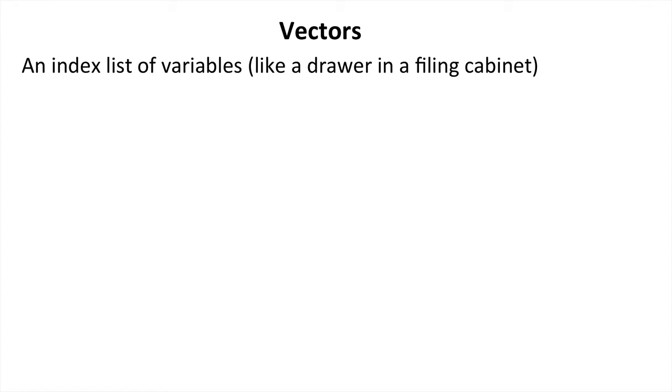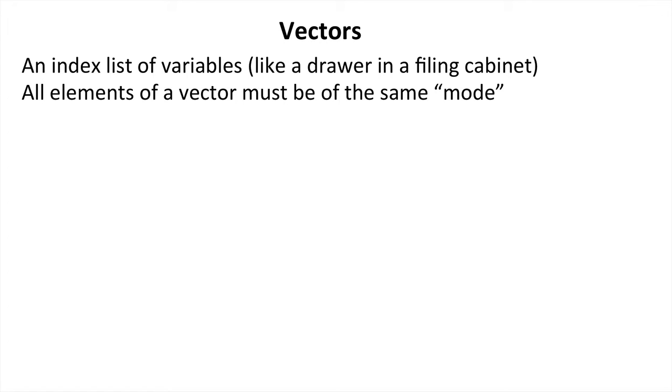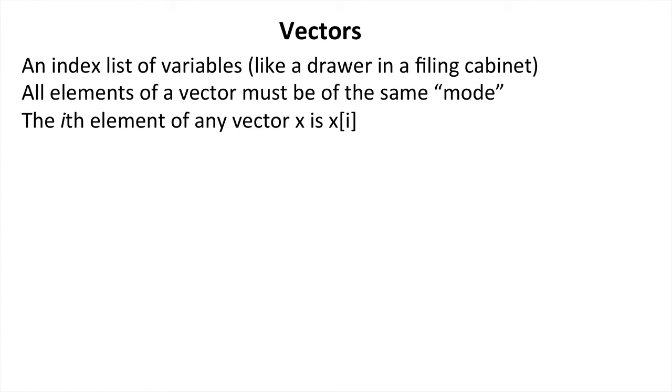A vector is an indexed list of elements, rather like a single drawer in a filing cabinet. All elements of the vector, as I've said, have to be the same mode. And we can refer to the ith element, where i is any number from 1 up to the number of elements it has, using the variable name and then square brackets for the i.